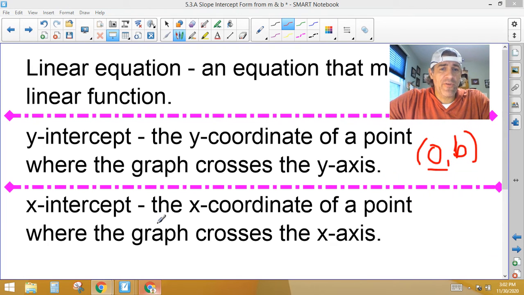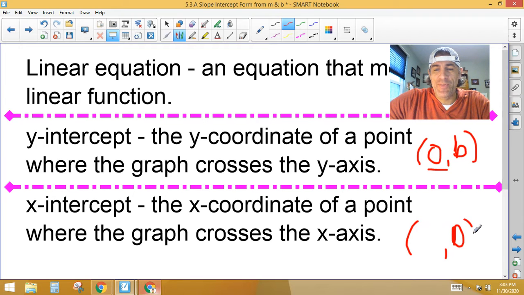The x-intercept is similar. It's where the line crosses the x-axis. And in this case, the y value will be 0. So whatever the x value is here, this one doesn't necessarily have a specific set letter, but it will be the x value where the line crosses the x-axis.